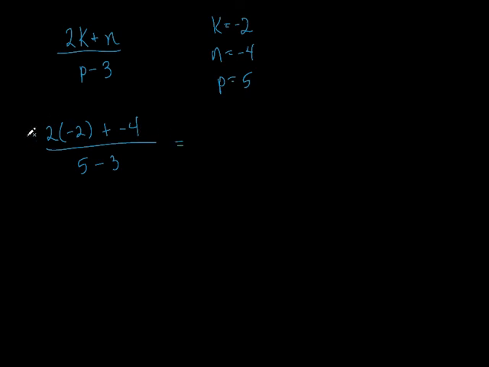P minus 3, which is 5 minus 3. Look, if it's not being multiplied, I don't really mind if it's in parentheses or not. So what do we do here? Let's do the top first. Let's do the multiplication. 2 times -2 is -4 plus -4 over 5 minus 3, which is 2. -4 plus -4 is -8 over 2, which is -4. And that's how you do this.